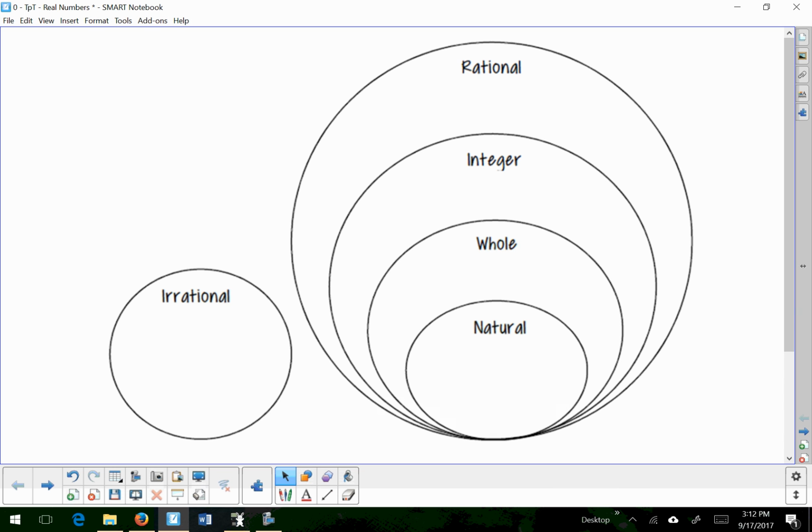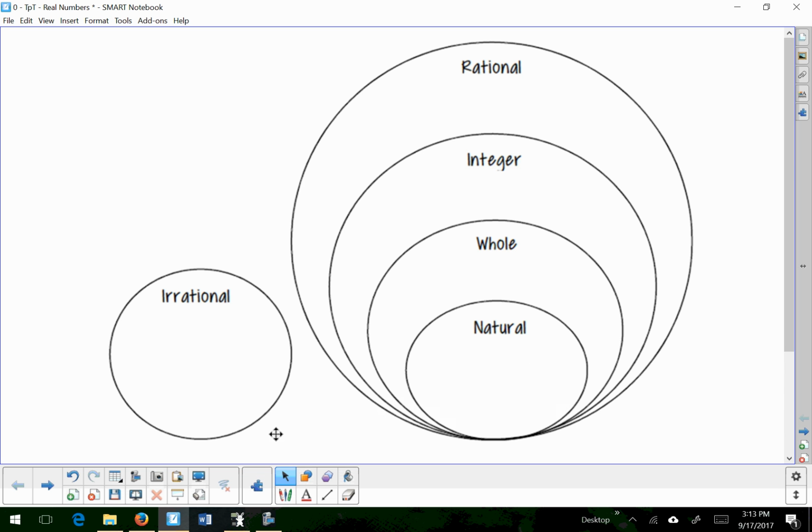In this lesson, we're going to discuss the topic of real numbers. Real numbers constitute the group of irrational numbers and rational numbers. So irrational numbers is a smaller group, but rational numbers has all these other subgroups inside of them that contain even more special and specific types of numbers.